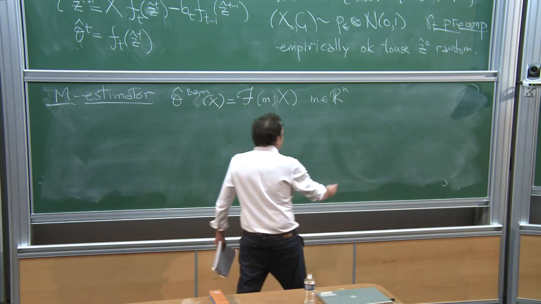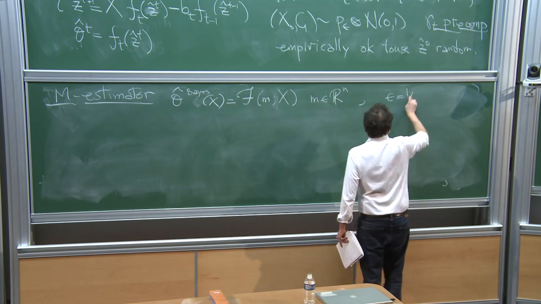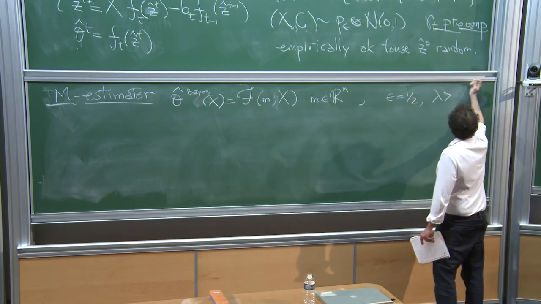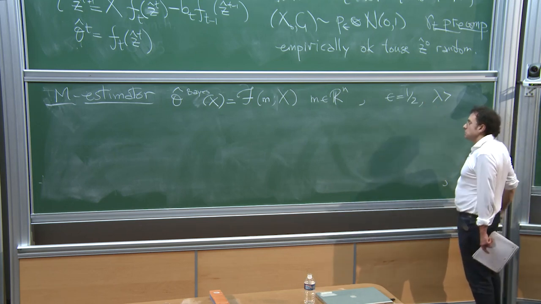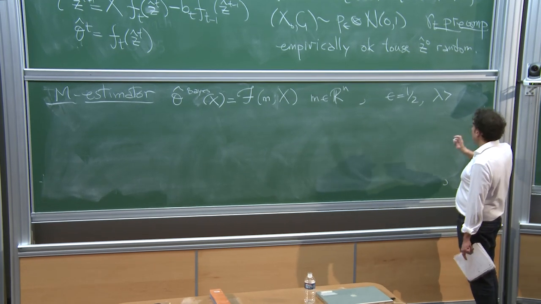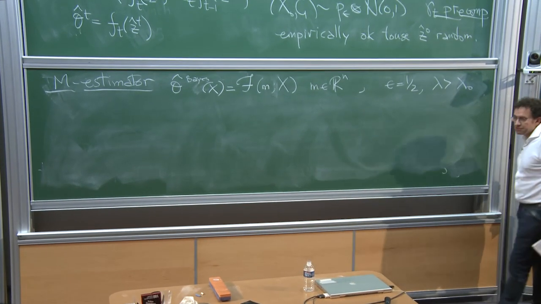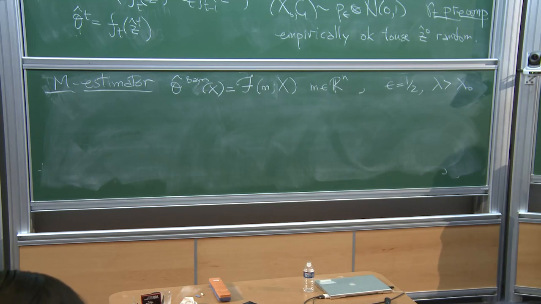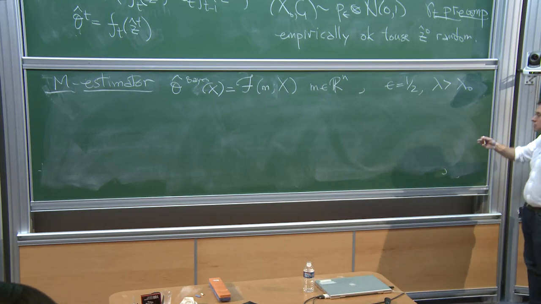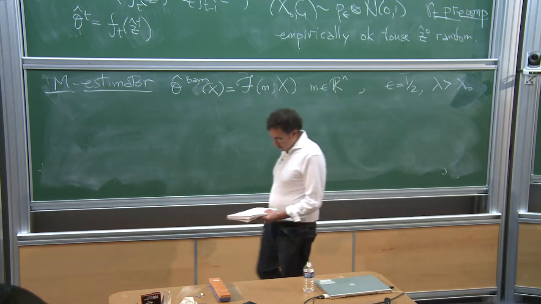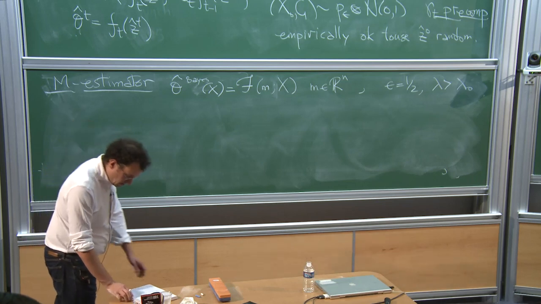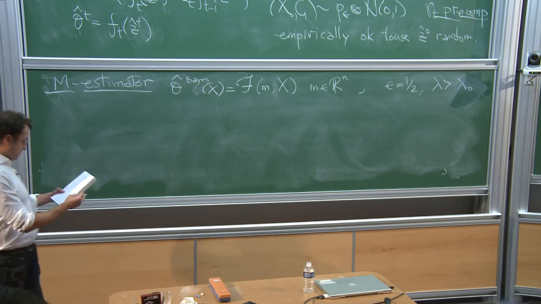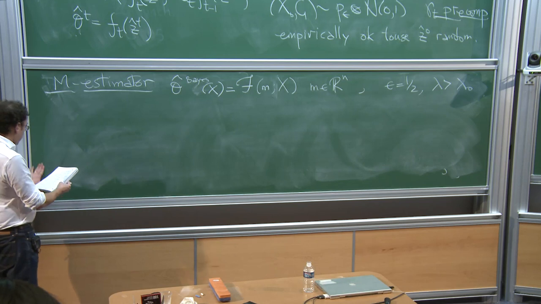I will focus here on epsilon equal 1/2, and unfortunately we can, so this means the plus or minus 1 problem. We are currently working on generalizing this, but for the moment we have a theorem only for 1/2, and lambda big enough. So I need a lambda 0, and lambda has to be bigger than lambda 0. If you are able to get to lambda equal 1, I'm very happy for you. Okay, so what is the idea?